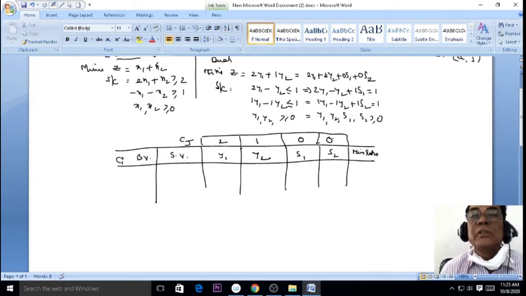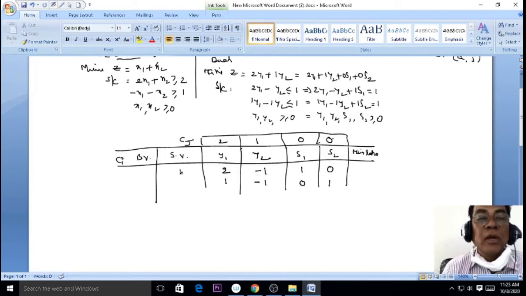Now come to this point. Please introduce the coefficients of the first equation: 2, minus 1, 1, 0. Second one: 1, minus 1, 0, 1. What are the solution values? 1, 1. Here the unit matrix is available: 1, 0, 0, 1. What are the corresponding values? 0 for S1, 0 for S2.